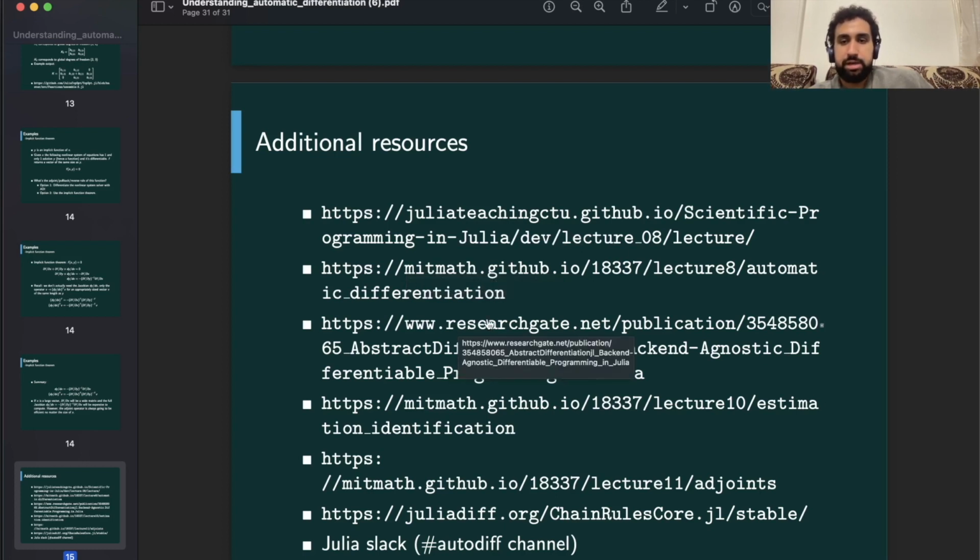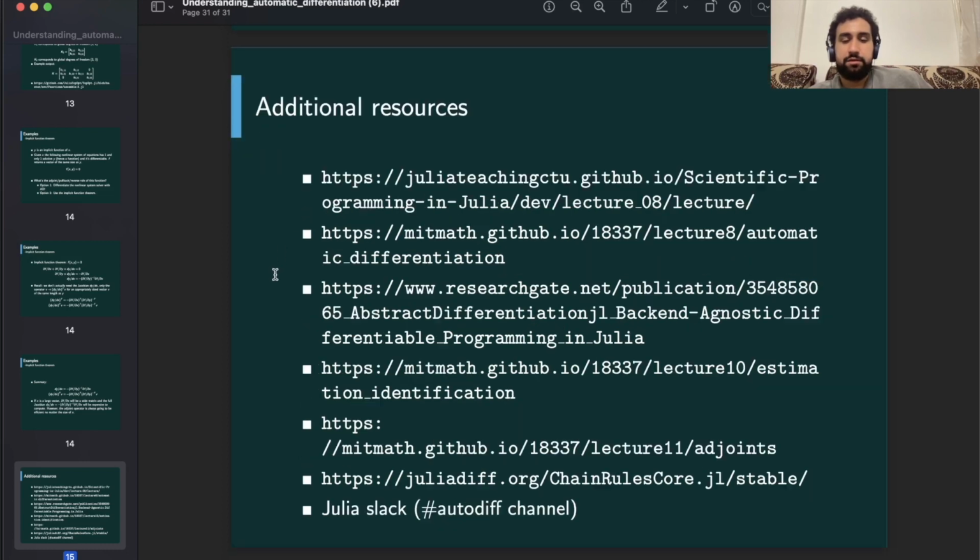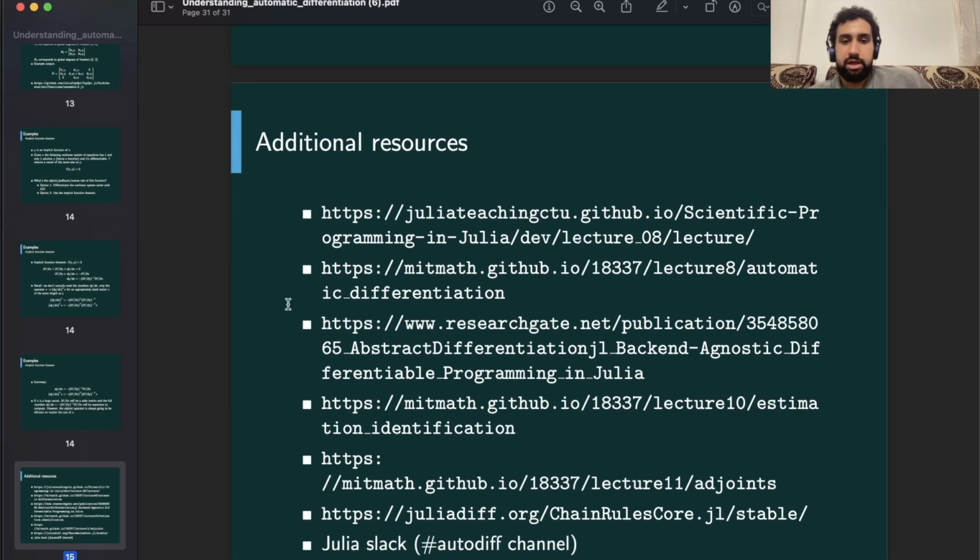There's this paper here on AbstractDifferentiation.jl, which some of my colleagues and I published recently, and it's going to be presented in the differentiable programming workshop next week, which is like a NeurIPS workshop for differentiable programming. And so this is a really cool package that also gives an overview of differentiation in Julia, and this nice new package, AbstractDifferentiation.jl, and how it makes life easier for developers and users of AD. And then we have more resources from the MIT course here, and even more resources there.